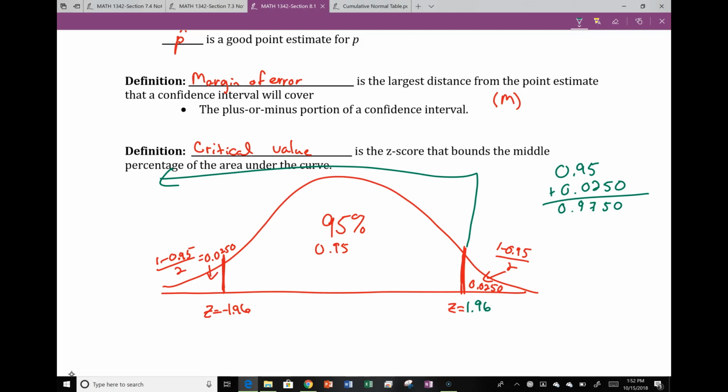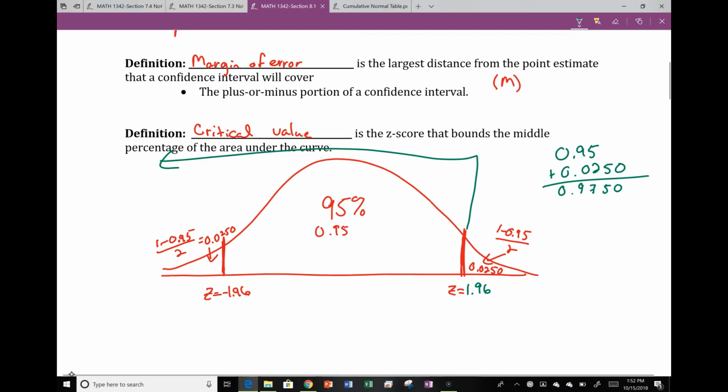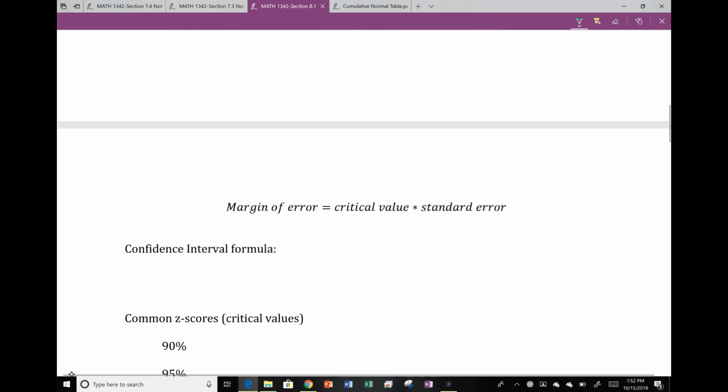So when you're looking at finding confidence intervals, you really need to find the actual critical value so that we can look for that margin of error. When we look for the margin of error, it is our critical value times the standard error. Recall that the standard error was our standard deviation divided by the square root of n. So we're going to multiply that by our z. That gives us our margin of error.